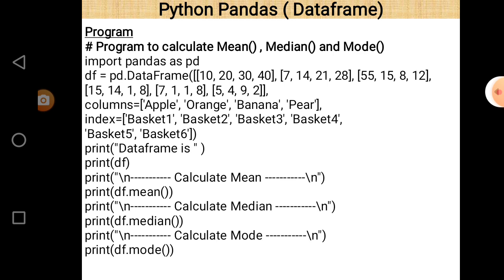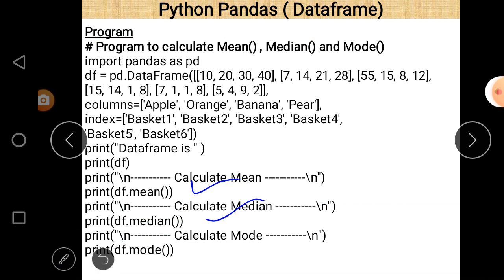Now, to calculate the mean value, just write the name of the data frame. In this case the name of the data frame is df, and we write df.mean. Mean is the name of the function, so using this function we can find the mean. Similarly, df.median, where median is the name of a function belonging to the data frame df, by which we can find the median. And to find the mode, we just write df.mode. So the names of the functions are mean, median, and mode for calculating the mean, median, and mode. It is very simple.